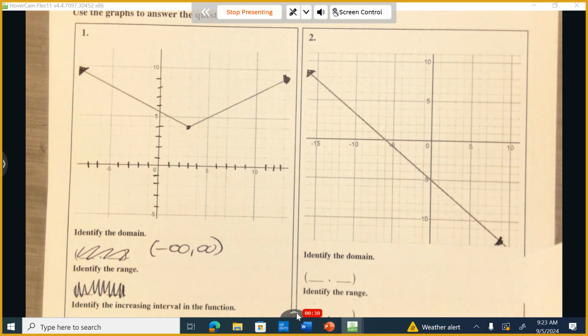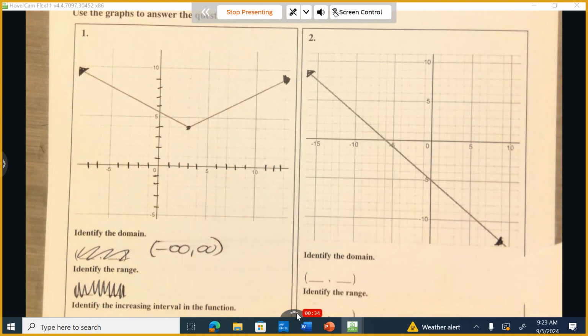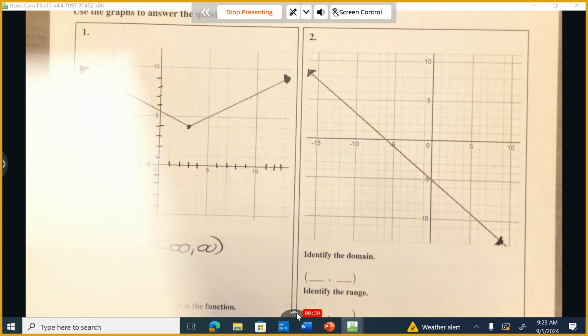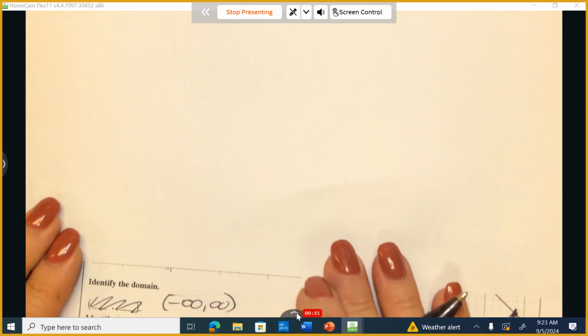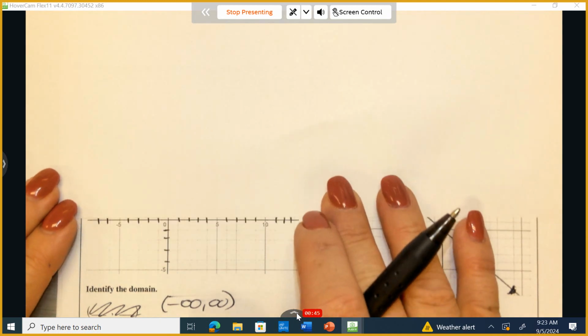Now I'm going to do the range. Just like for the domain I went from negatives to positives for the x's, I'm going to do the same thing, but range is going to describe y. So I start with the negative y's, and I go up to the positive. I'm going to stop when I see any part of the graph.